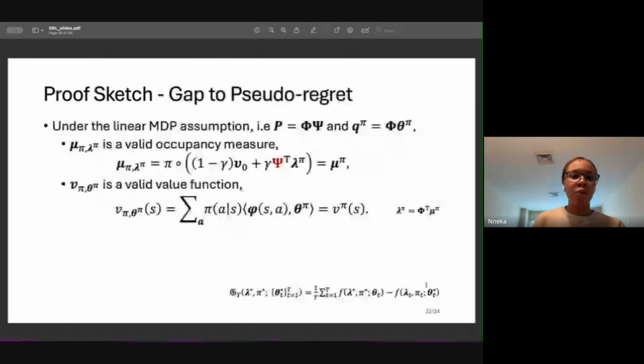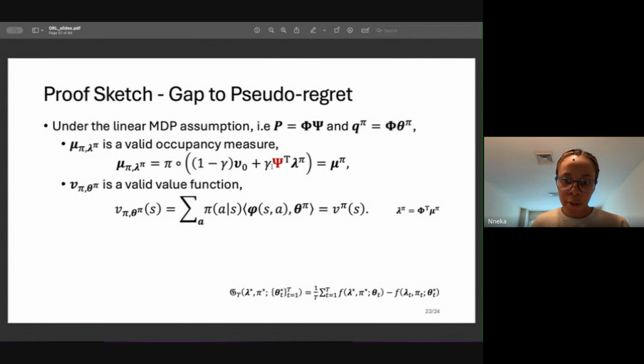For the first part, relating the gap to the pseudo-regret, what's useful to note is that under the linear MDP assumption, which we made earlier, basically that the transition model weights can be linearly expressed in terms of the feature map phi, and the same also for the action value function of any policy, we can indeed show that the parameterized vectors mu and v, which were parameterized earlier on to avoid having to optimize over them, correspond to a valid occupancy measure and a valid value function v pi.